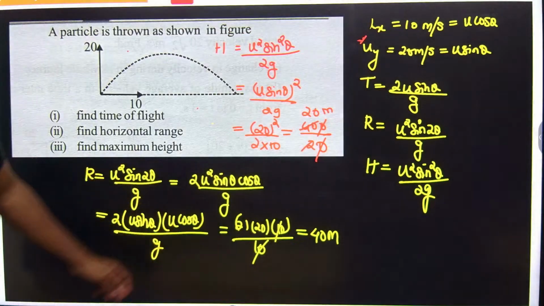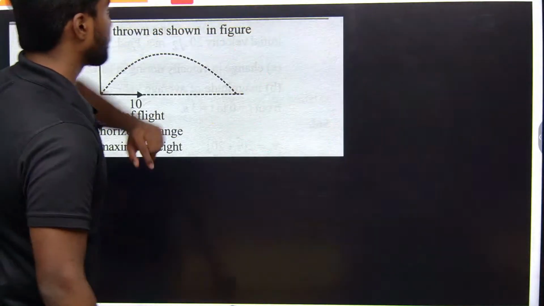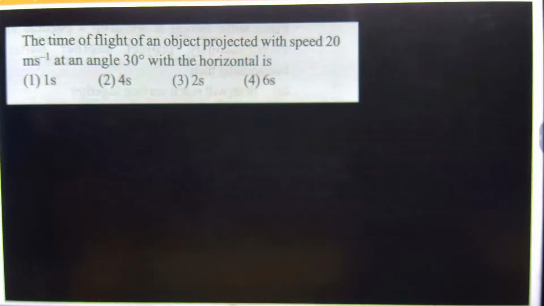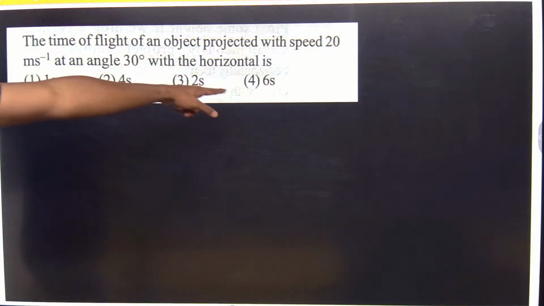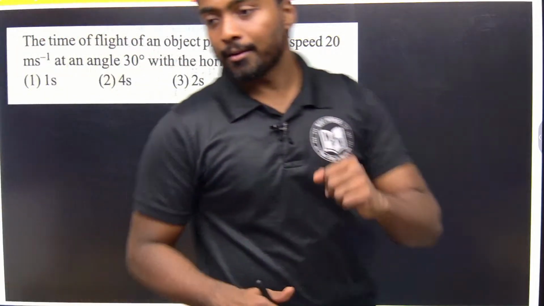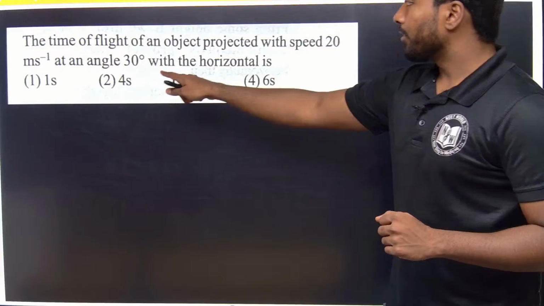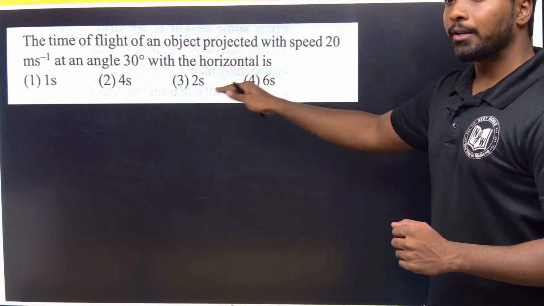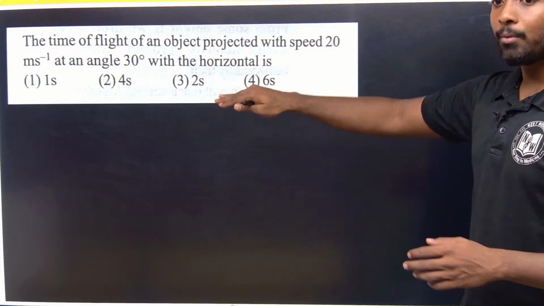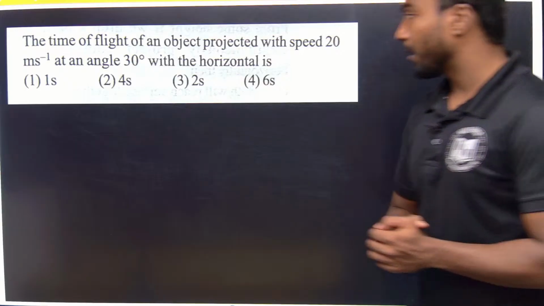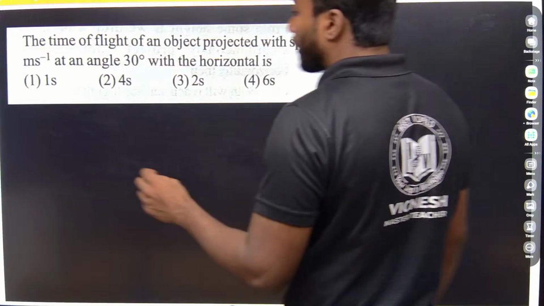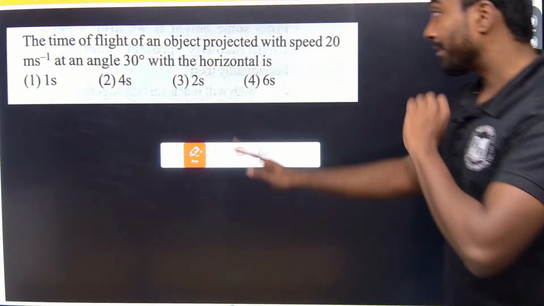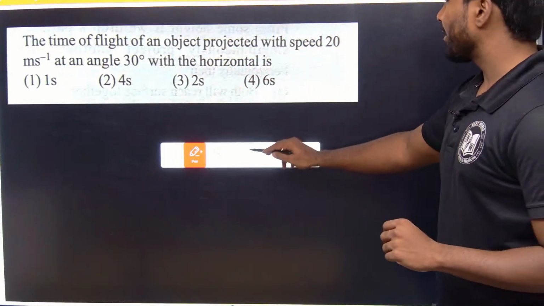Completed, right? Time of flight of an object projected with 20 meter per second at an angle with horizontal. With horizontal means the velocity has been projected with respect to horizontal, so the angle is made with respect to the x-axis. Whenever you are doing problems, see which side of the angle they have made.